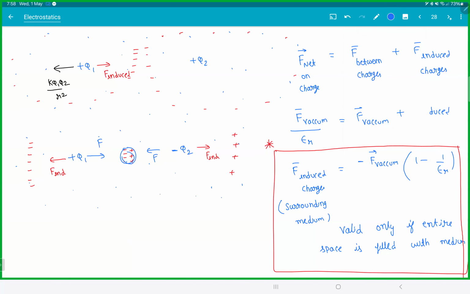These guys will neutralize off. These charges will go off actually. Getting this? Whether you have a plus plus or minus plus doesn't matter. So that is the reason why the force decreases because of the medium.